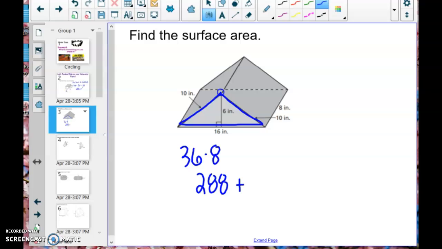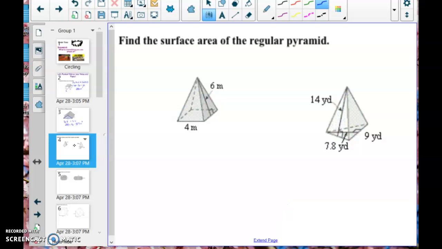Now I'm going to add to that the area of the triangles on top and bottom. Well, you know the triangle is base times height divided by 2, but since there are 2 of them, it's just going to be base times height, which is 16 times 6, which gives me 96. Well, then when I add those two parts together, the total surface area of this shape should be 384 inches squared.